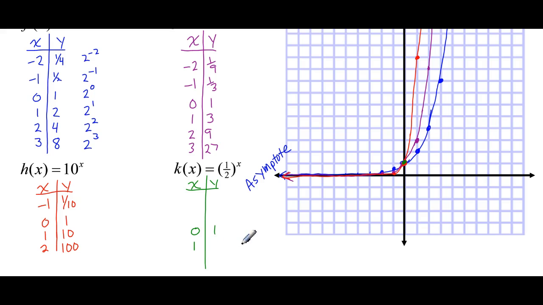But notice that when I plug in 1, 1/2 to the 1 is a half. So this graph is dropping. If I plug in 2, I get a quarter. And the 3 would give me an 1/8. 4 would give me a 1/16, and so on. And those numbers should sound familiar. I mean, we just did something like that with the blue graph.